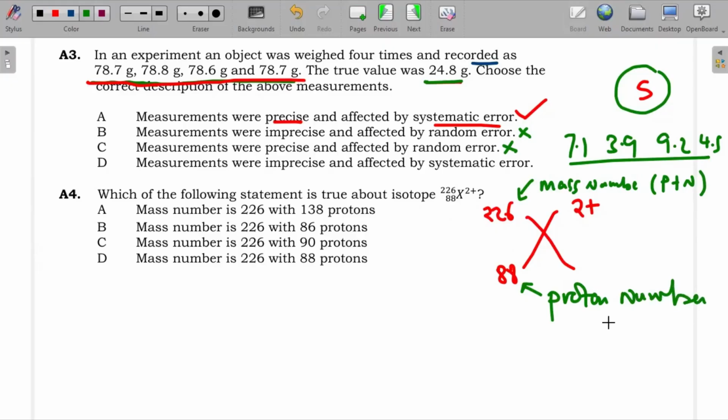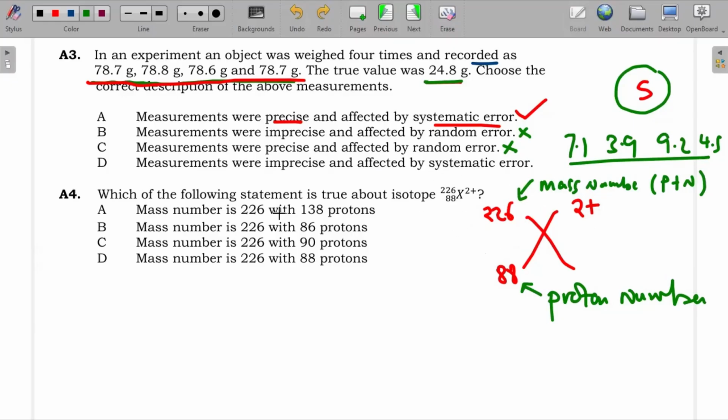Okay, so the atomic number, this one here, does not change. Whether you have an ion, a negatively charged ion or a positively charged ion, this will never change because it's the number of protons. Protons do not move, right? Okay, so we have said this is the mass number.